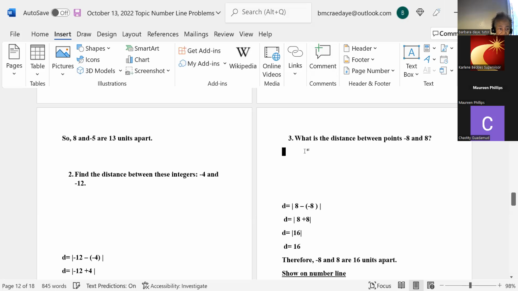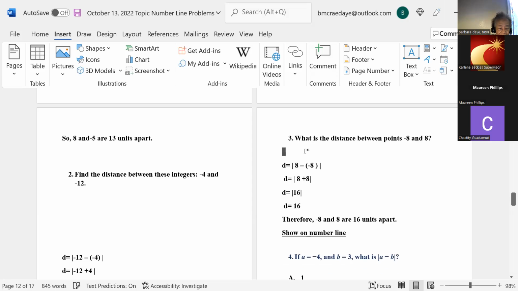So you can really do this mental math, right? There we go. 8 minus negative 8. These are all absolute values. The distance is 16.